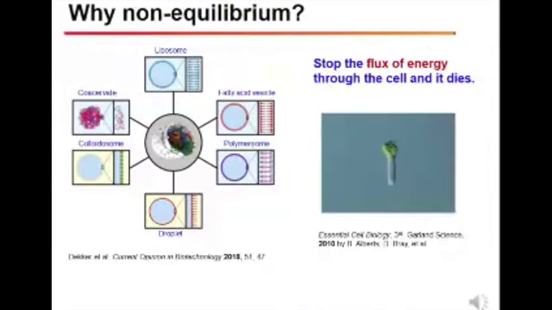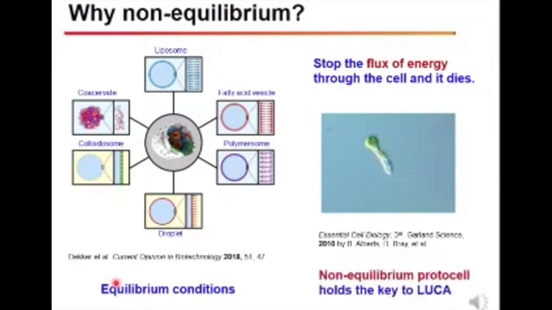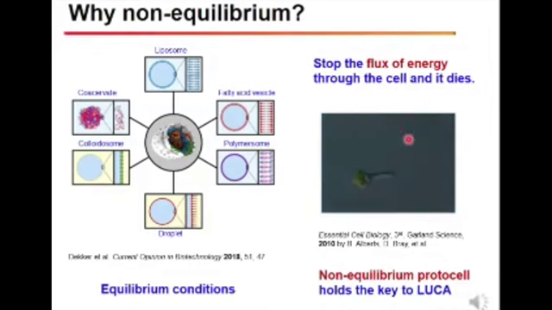Non-equilibrium. I put a picture here. It shows pretty much all the current protocell models, including liposome, coacervate, polymersome, and so on. When you see them, you know they are not alive because they are at equilibrium conditions. These two videos show living things. They are alive because they consume energy. They are at non-equilibrium conditions. If you stop the energy flux, they will die. Therefore, non-living, non-equilibrium protocells hold the key to LUCA.